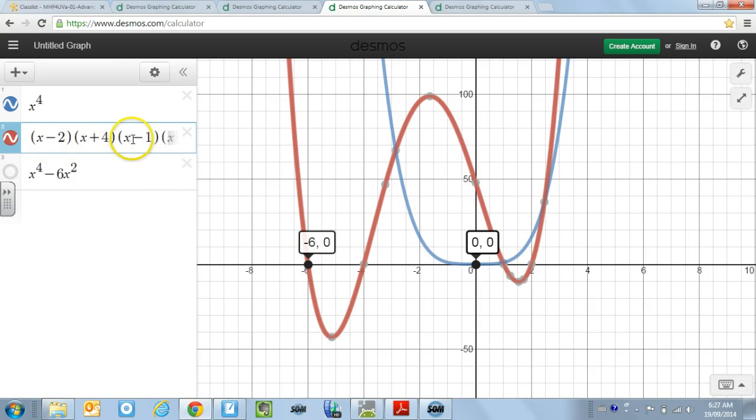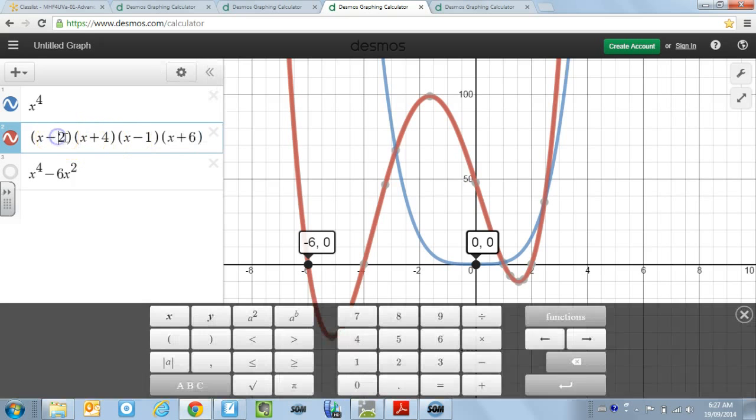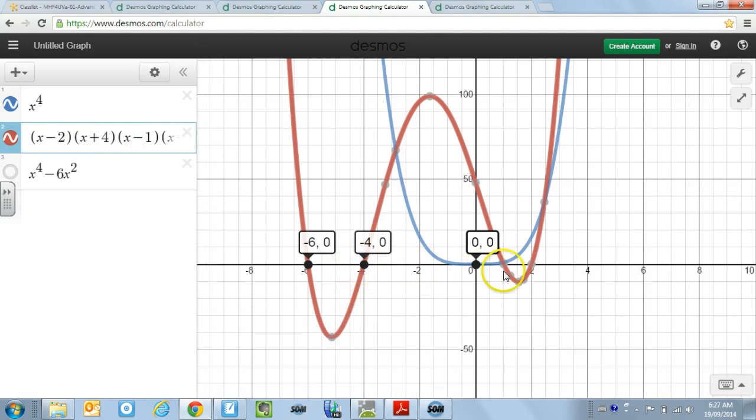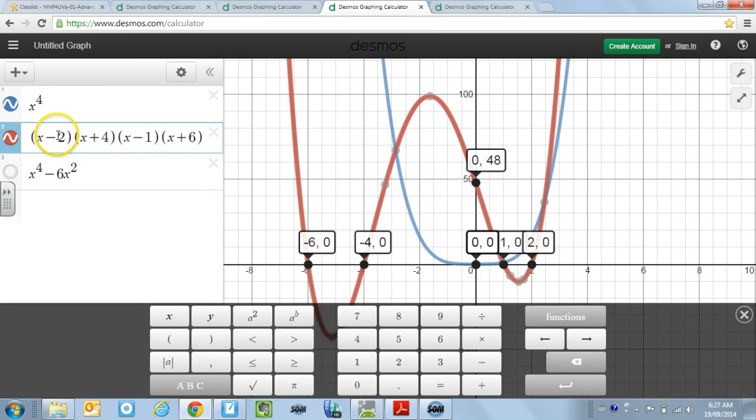The others are exactly as they were. Positive 2, negative 4, positive 1. Negative 4, positive 1, positive 2. And then the same argument right here, I've got the number 48 as my y-intercept. And if I multiplied, well, we already knew that negative 2 times 4 is negative 8, times negative 1 is positive 8, times 6 is 48.